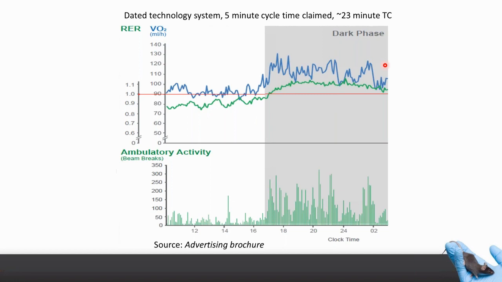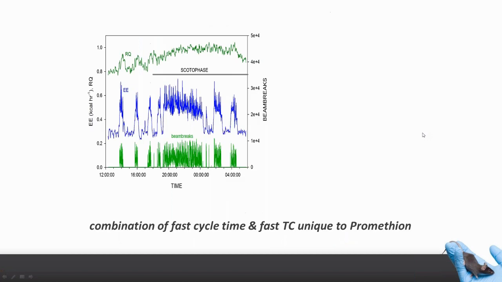Certainly the energy expenditure increases during the scotophase, and the activity also increases, but you can't really see the individual energy signals from the ambulatory activity. So you don't really have the ability to determine resting energy expenditure and active energy expenditure without using some mathematical techniques of looking at activity on the x-axis, energy expenditure on the y, and then extrapolating back to zero activity and praying.